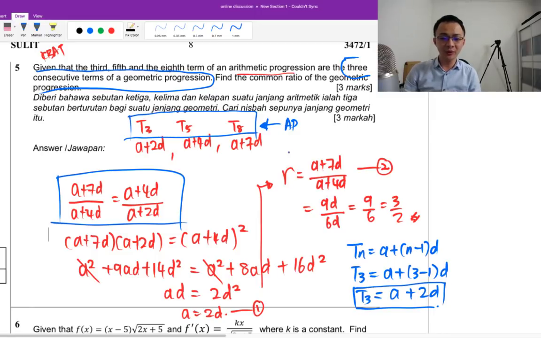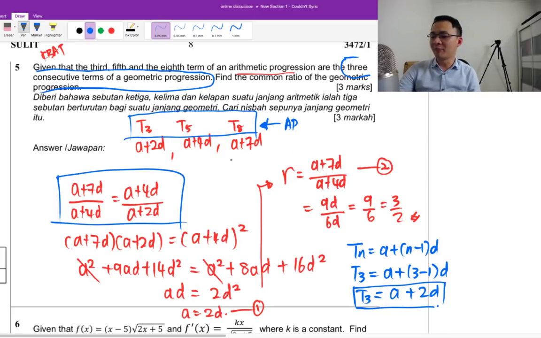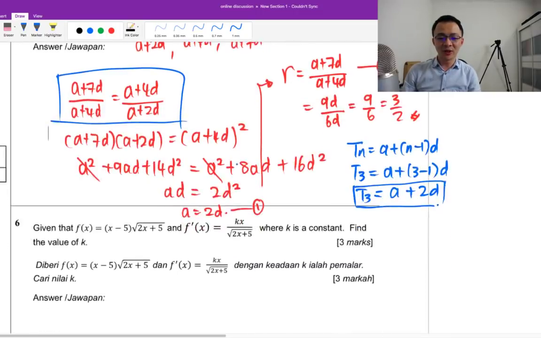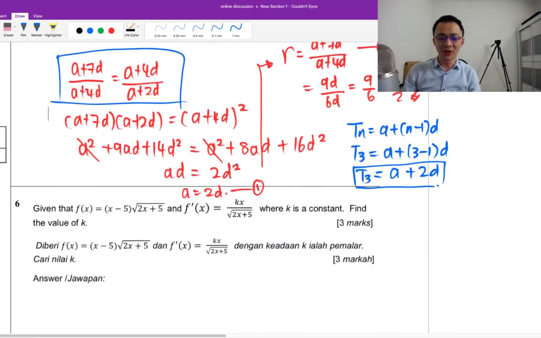Okay, how to differentiate AP and GP? Normally we try to see the number is like plus minus or multiply divide. If plus minus is AP, multiply divide is basically GP. Okay, so let's move on to the next question.